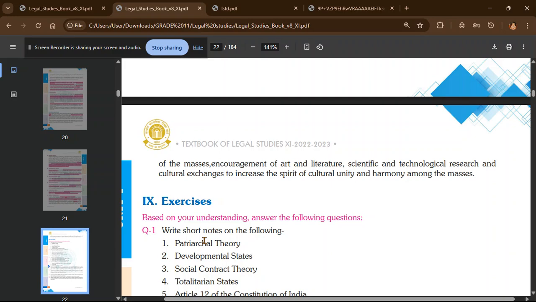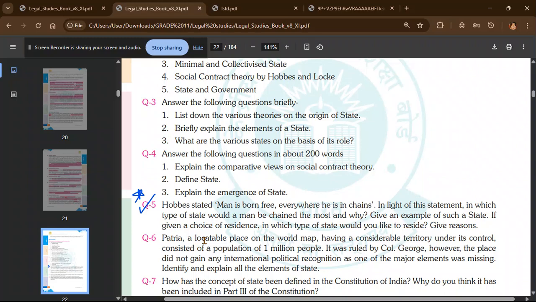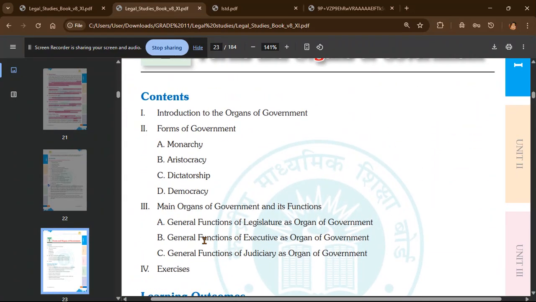Matriofamilias is a concept under which of the following? So, matriarchal theory. Then, dash is the hallmark of state sovereignty. This we know. Then, moving on to the next chapter, forms and organs of the government. We are doing this today. So in this chapter, we'll be seeing the organs of the government.